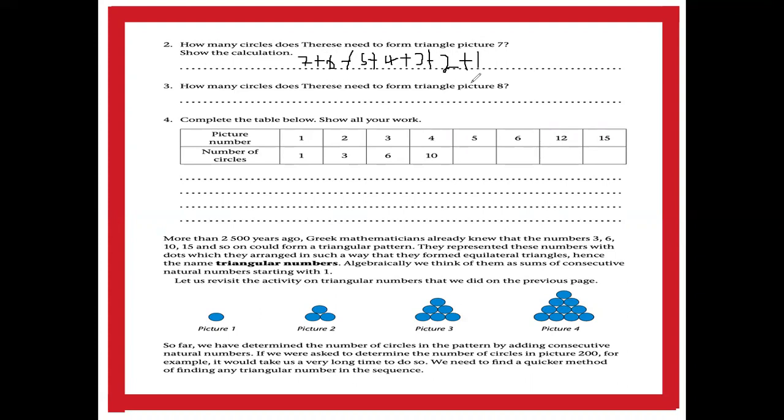And that would give us 28. How many circles does Teresa need to form triangle picture 8? I would say 36, because it would be picture 7 plus 8 at the bottom. So 36. Complete the table below, show all your work.